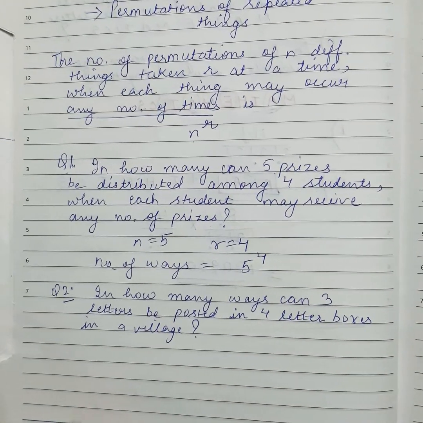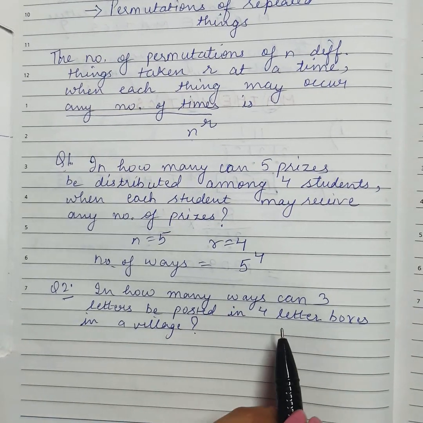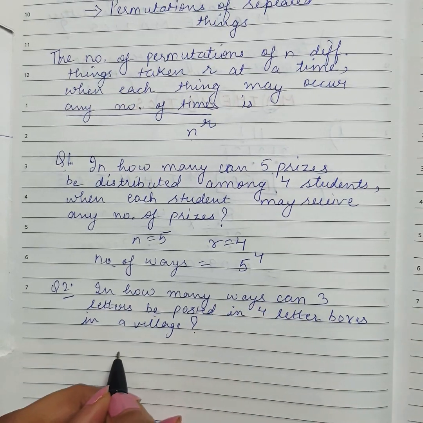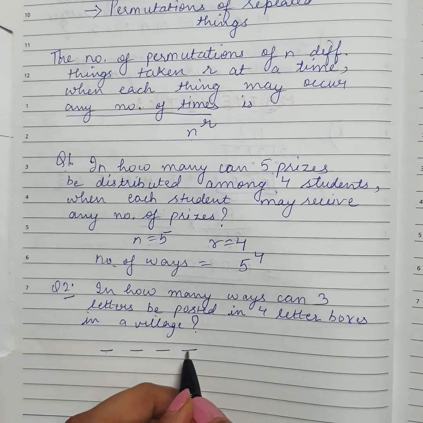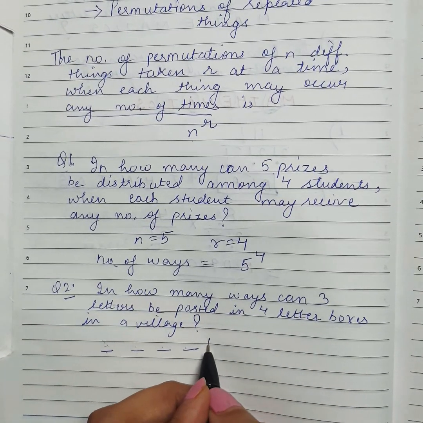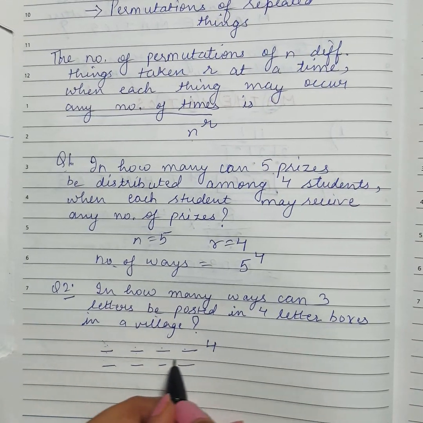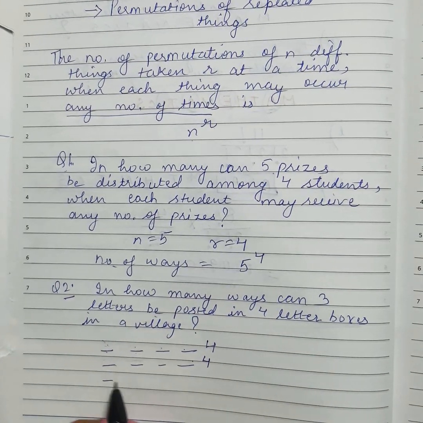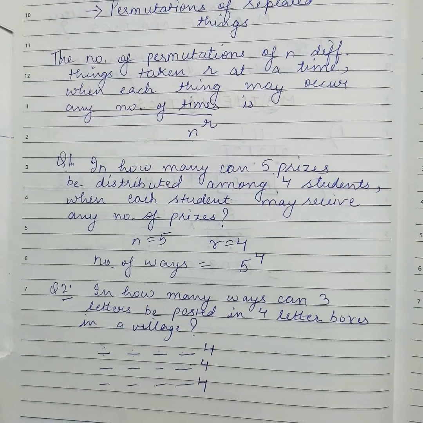Here is another question based on it. In how many ways can 3 letters be posted in 4 letter boxes? So we have 4 letter boxes. Suppose we see it without the formula: out of the 4 letter boxes, the first letter can be posted in any one of them. So 4 ways to select. Then the second letter can also be posted in any of them. So again 4. The third letter can also be posted in any one of the 4. Again 4 ways are possible.